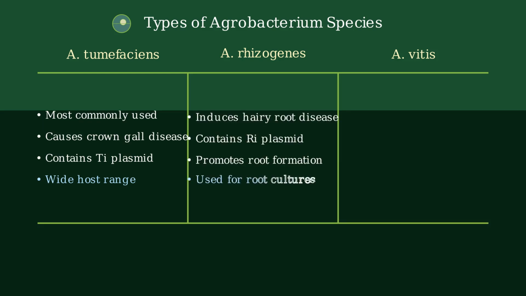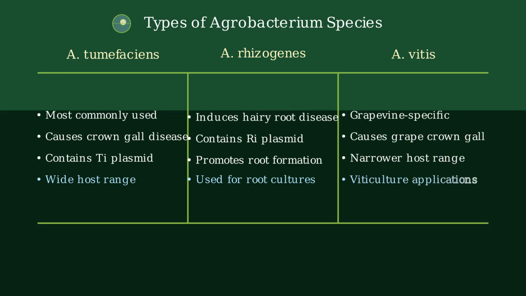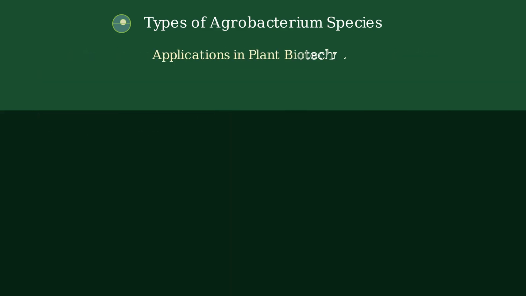Agrobacterium rhizogenes induces hairy root disease. It contains the root-inducing or Ri plasmid and is particularly useful for generating transgenic root cultures. Agrobacterium vitis is specific to grapevines, causing grape crown gall disease. It has a narrower host range and is primarily used in viticulture applications. Let's explore how each species is applied in plant biotechnology.